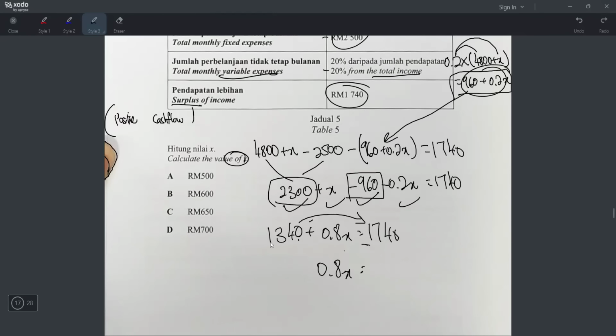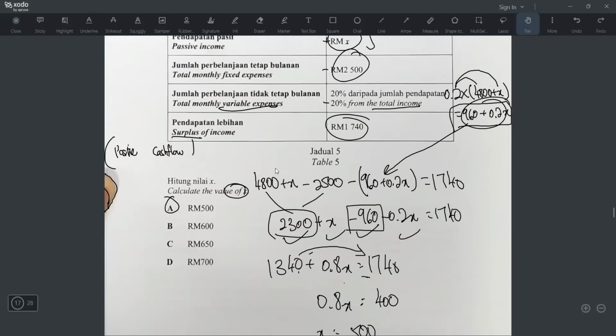So 1740 minus 1340, that gives you 400. And then finally the x answer is 400 divided by 0.8. Okay, let's press. Alright, my calculator gives me 500. So is there an answer? Yes, A. And the question also asked for x. So yeah, that's my x answer. Alright, that's it.